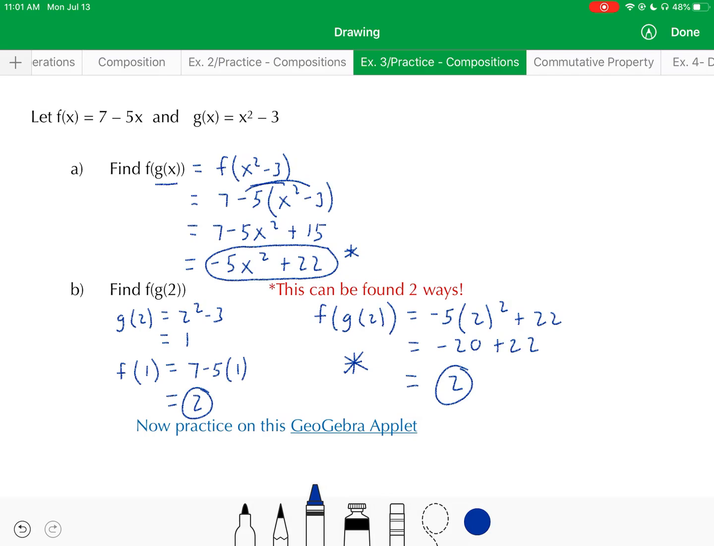Once again, I want you to pause the video. You're going to practice on this next GeoGebra applet that's been linked. I think that one's pretty self-explanatory, so I'm not going to show you an example on that one, but practice for a few minutes until you feel you've got the concept down, and then come back and watch the rest of this video.